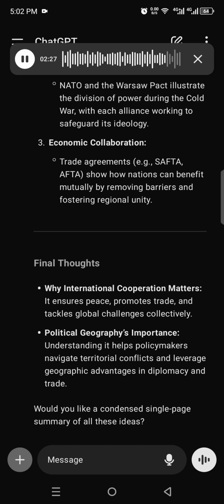Final thoughts. Why international cooperation matters. It ensures peace, promotes trade, and tackles global challenges collectively. Political geography's importance. Understanding it helps policymakers navigate territorial conflicts and leverage geographic advantages in diplomacy and trade.